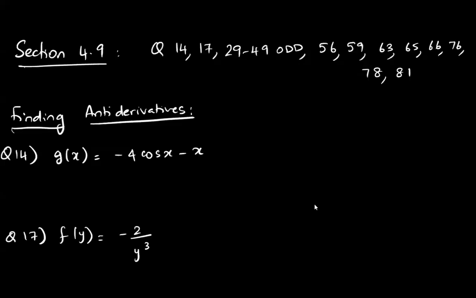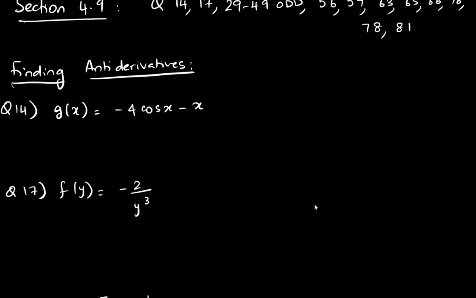In this video, we are going to see how to evaluate antiderivatives. So in the first problem here, g of x is negative 4 cosine x minus x, and you're asked to find the antiderivative of this. So we are going to use this uppercase G to indicate the antiderivative of the lowercase g of x function.